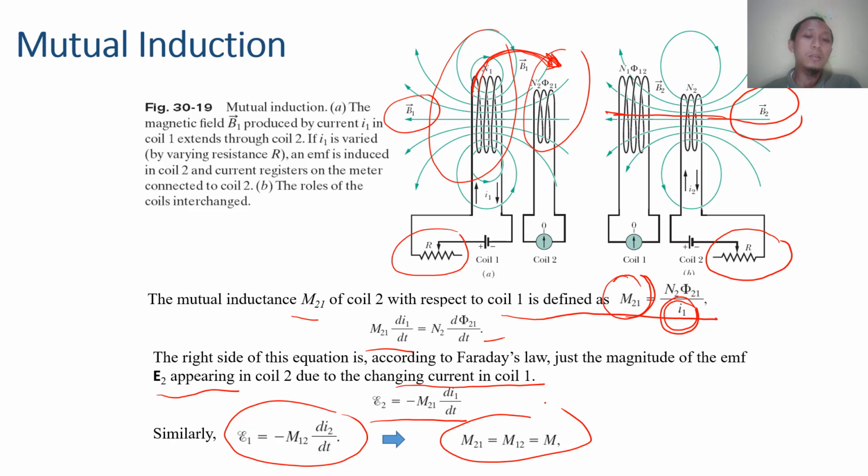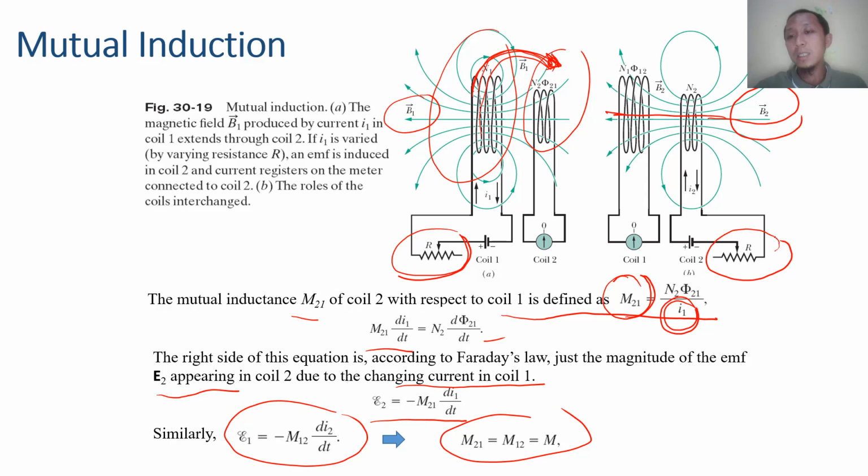So the mutual inductance is when we have two inductors positioned near each other, and if we change the current in one inductor, it will create a magnetic flux, and then it will induce to the other inductor. It's like this one. This is where we change the current in coil 1 and it will be induced to coil 2.